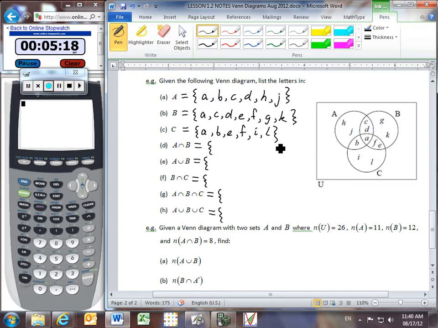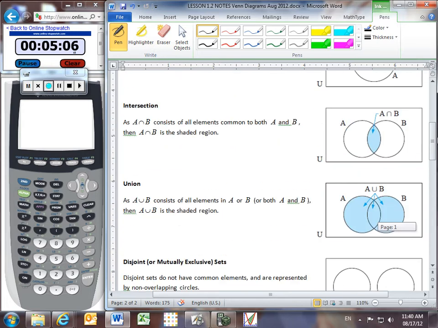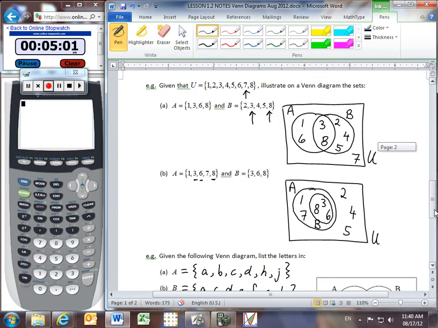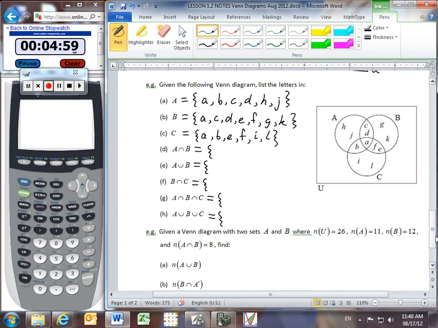Okay. Part D, A intersection B. The intersection means that we're looking for elements that belong to both A and B at the same time. And you might recall from our Venn diagram earlier on that that looks like the overlapping region. So let's find out where A and B are overlapping. And we can see that A overlaps B in this region right here, containing the elements A, C, and D.